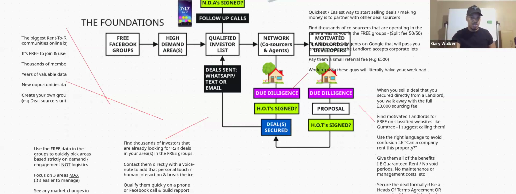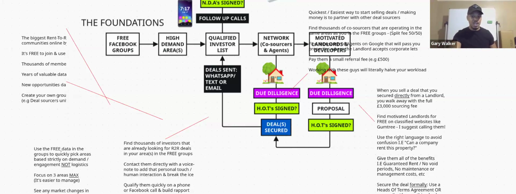But you're going to do your due diligence. Make sure that the heads of terms are signed. Now, again, it's a co-source deal, so it doesn't necessarily mean your heads of terms will be signed, but it will be good to just confirm that they have something in writing with that landlord, confirming that they're happy with everything. Once the deal is secured, then we're able to go to the next step.